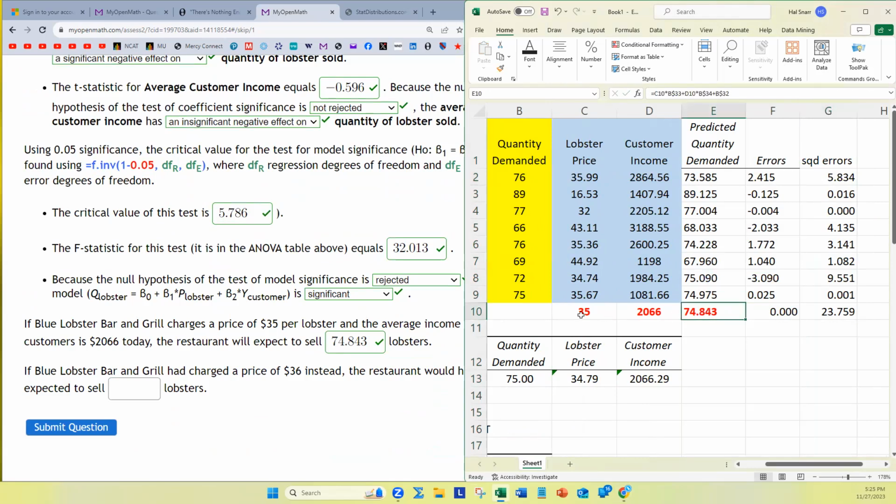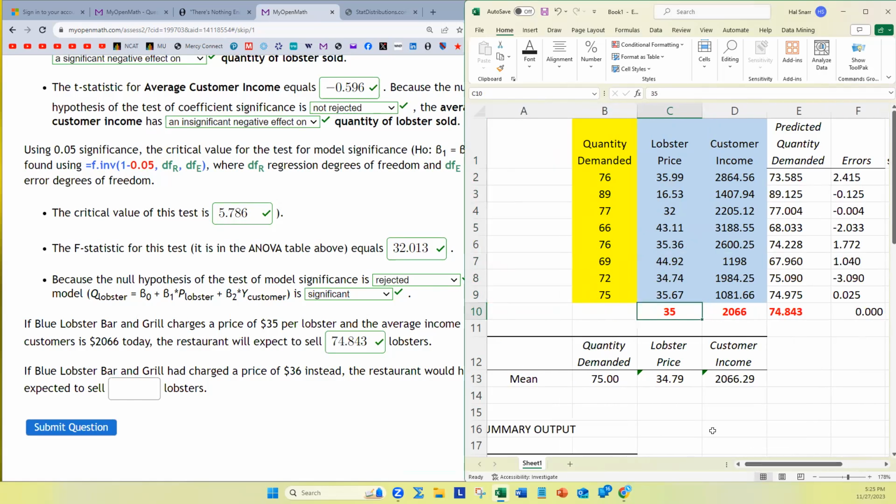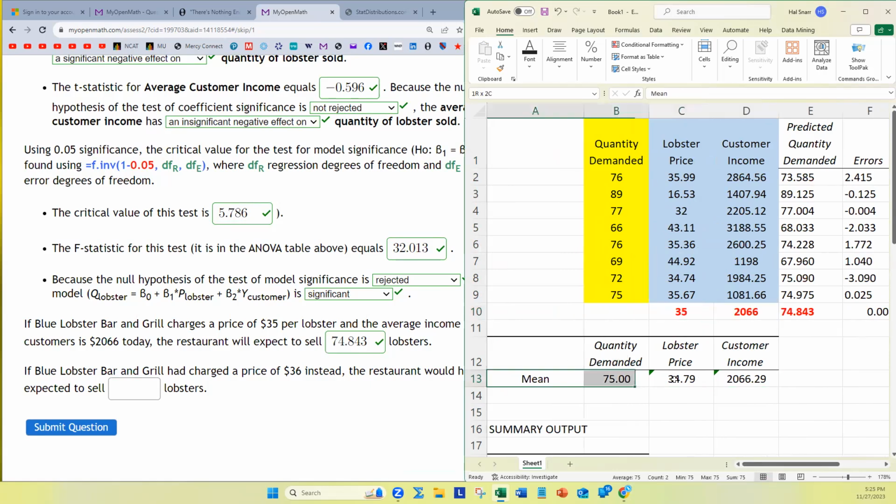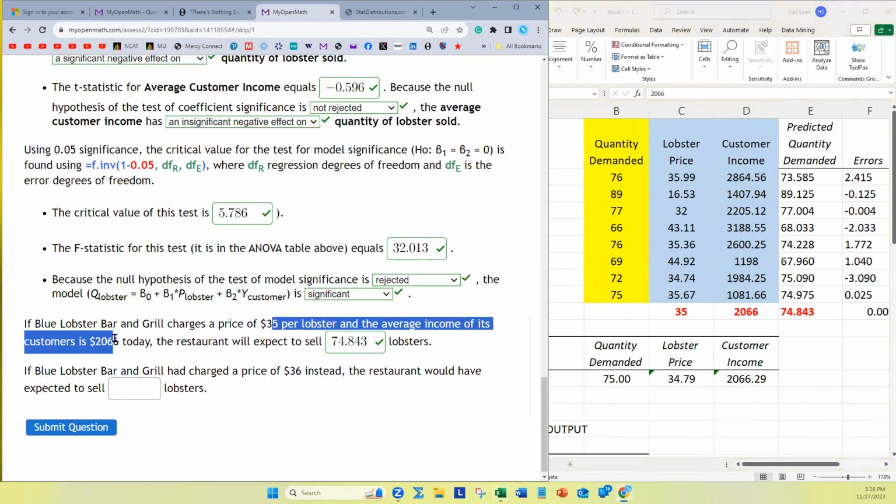So what I did here is underneath my lobster price, I typed in 35. And notice it's pretty close to my lobster price average, right? And then I have customer income, which is really close to my customer income average, right? So these are my means, and I'm saying suppose my lobster price is about average and my customer income is about equal to the average. So I got 35 and 2,066. Those are from right here, right?